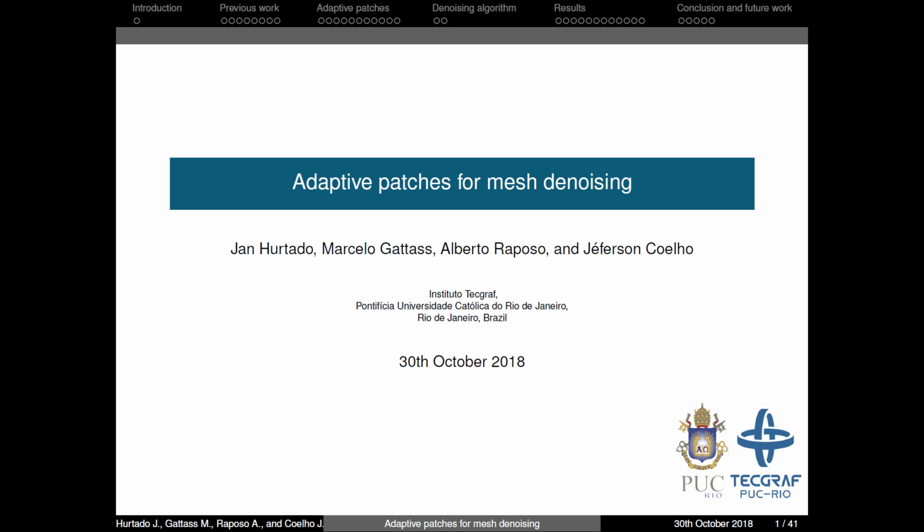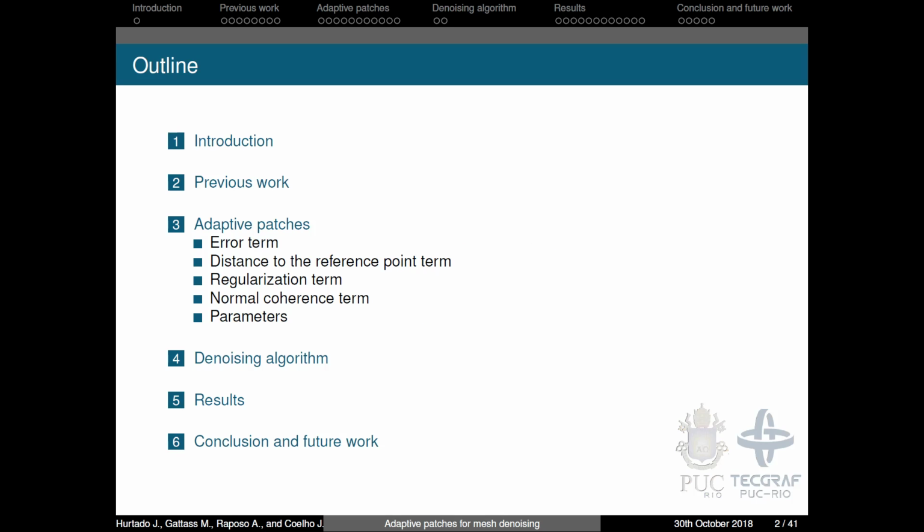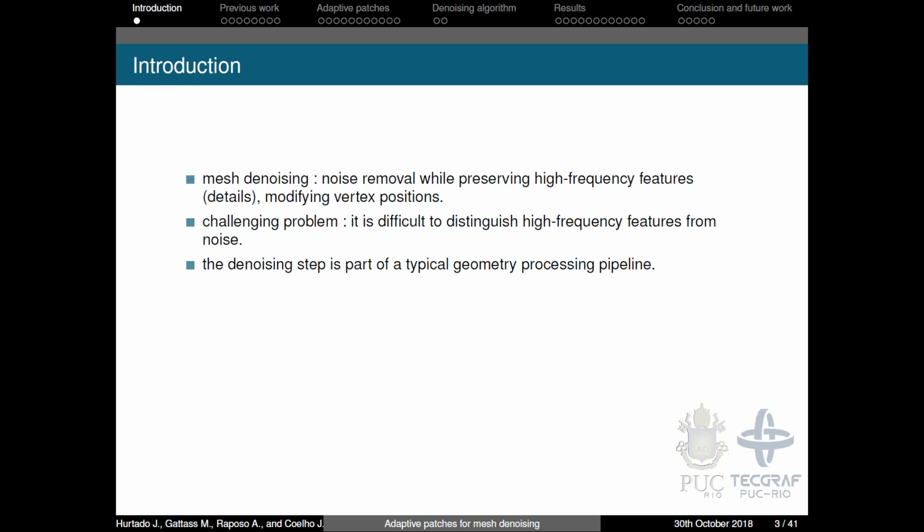I will present the paper titled Adapted Patches for Mesh Denoising. I will start giving an introduction, then I will talk about some previous work, then I will introduce our main contribution, which is the computation of adapted patches. Then I will talk about our denoising algorithm, then I will show some experiments and results. Finally, I will give our conclusions and future work.